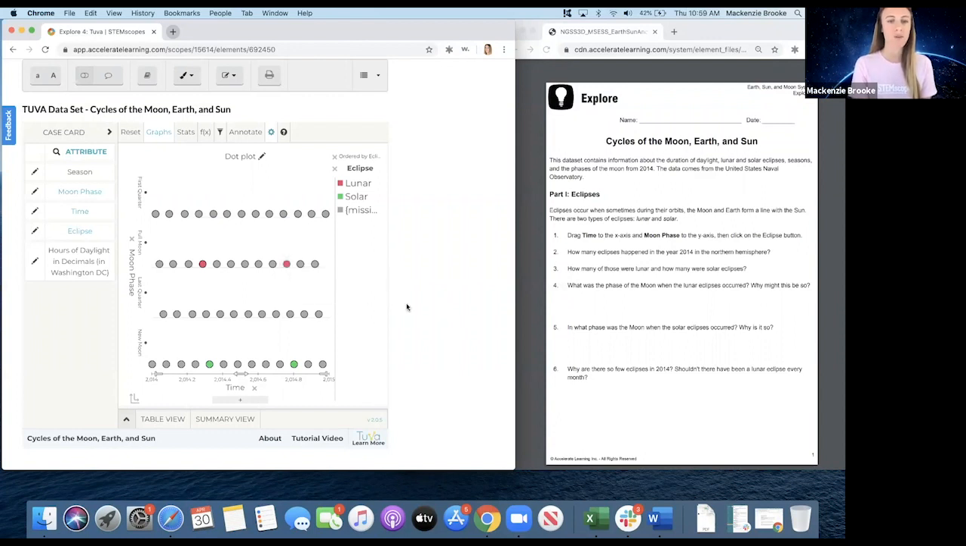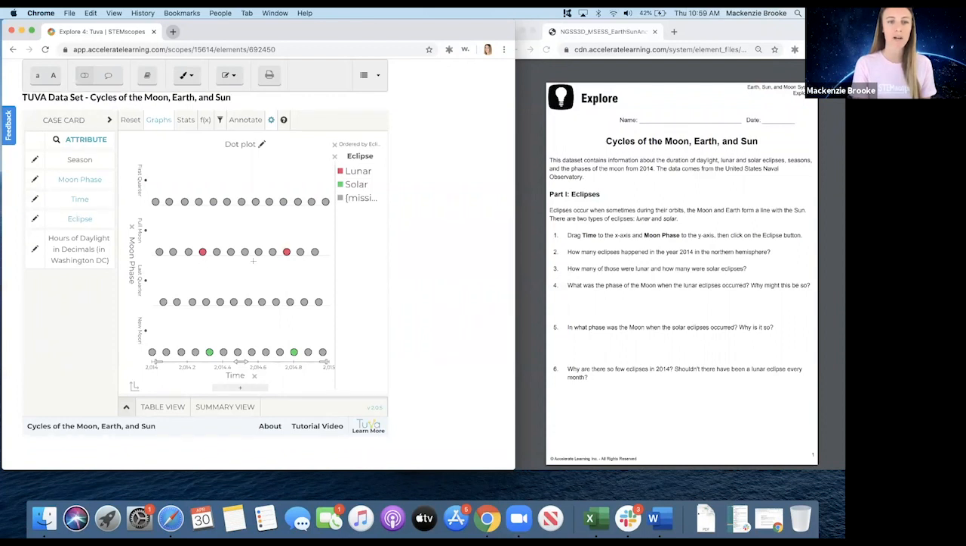Now you can see we actually have 4 eclipses. These 2 are red, which means they're lunar eclipses. And the 2 down here that are green are solar eclipses. So if you guessed 4, that is correct. And if you went on to the second question, how many were lunar and how many were solar, I gave you the answer here: we have 2 lunar and 2 solar.